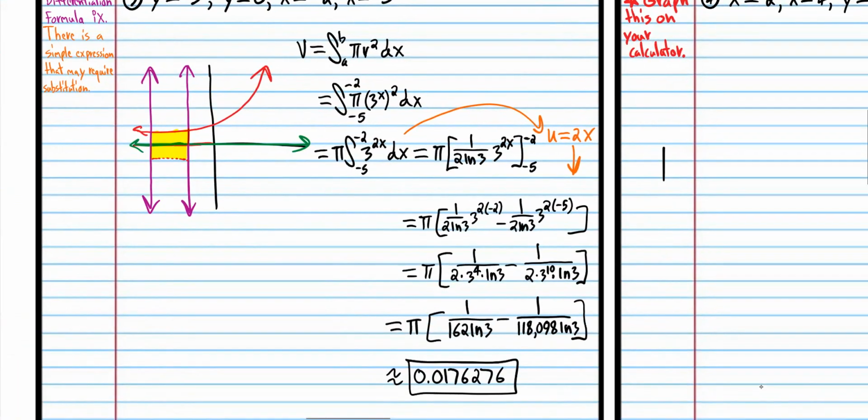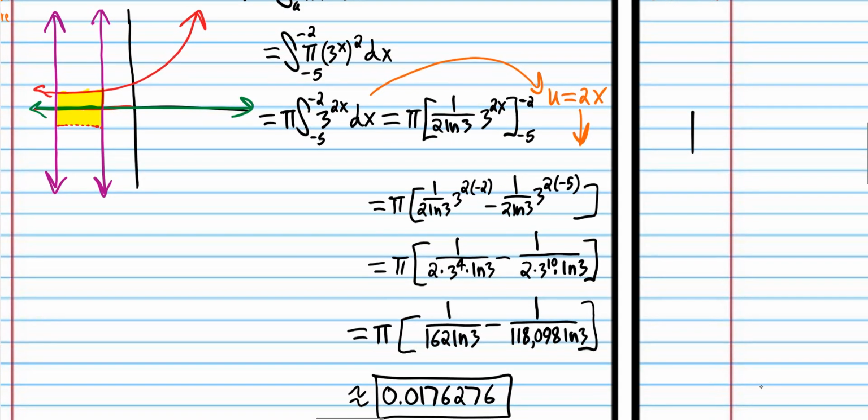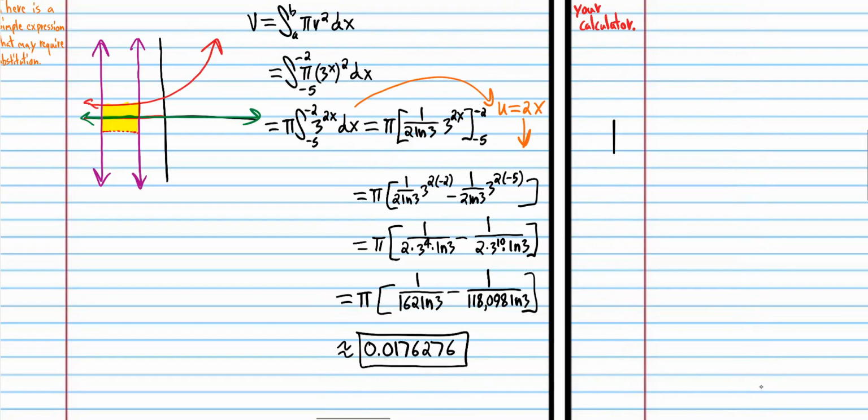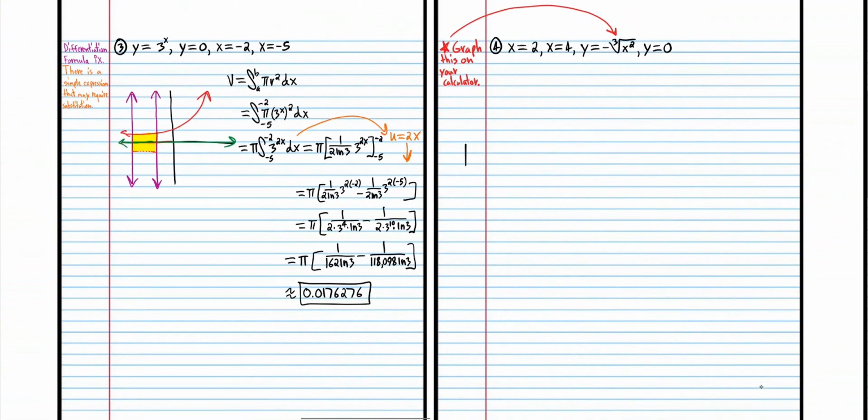Now if you had a little trouble with this, then you need to go back and look at your exponent rules and differentiation formula number 9, and exponent rule number 8 brings these down because they're negative exponents, and so on and so forth. So now I want you to try number 4.